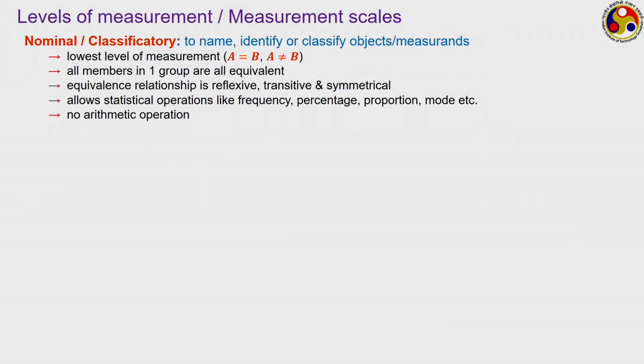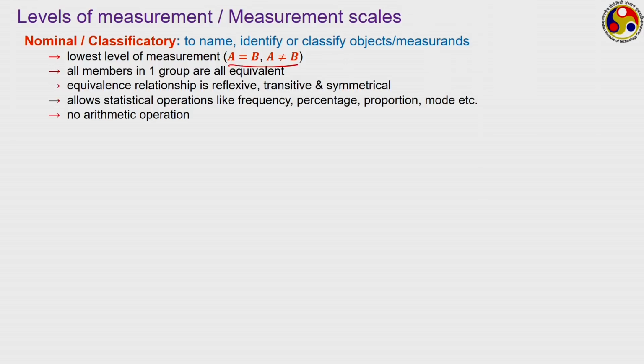Now, there can be several levels of measurement. Primarily, we classify different measurement scales or levels of measurement into 4 categories, and the first one is the nominal or classificatory. It is a very basic kind of measurement, the simplest one or the lowest level of measurement, where we just check whether A equals B or not.